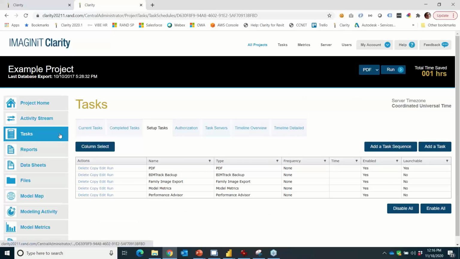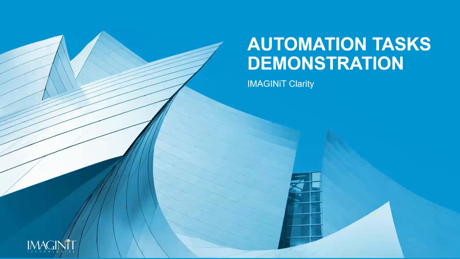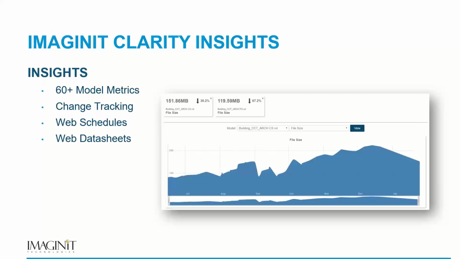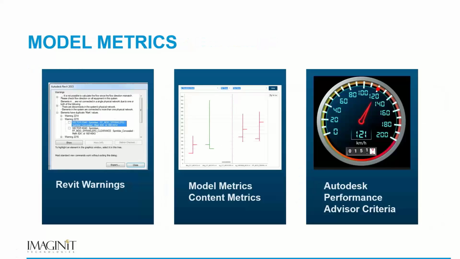So let's switch back over to the PowerPoint for a moment, and let's talk about another aspect of Clarity, which is the insights side of things. With our various tasks that we are running, we can collect about 60 different model health metrics across all the things that you might care about in Revit. We'll take a look at change tracking. We'll take a look at web-based schedules and room and equipment data sheets, that kind of thing.